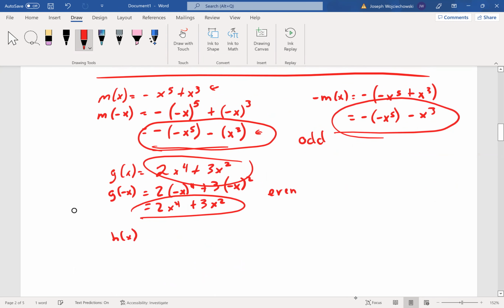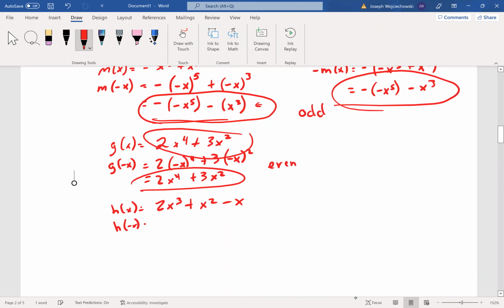Let's do one more. We'll go with h of x is equal to 2x to the third plus x squared minus x. So let's see if it's even. What is h of negative x? 2 times negative x to the third plus negative x squared minus negative x. So this is 2, and this becomes negative x to the third. This becomes plus x squared, and this becomes plus x.